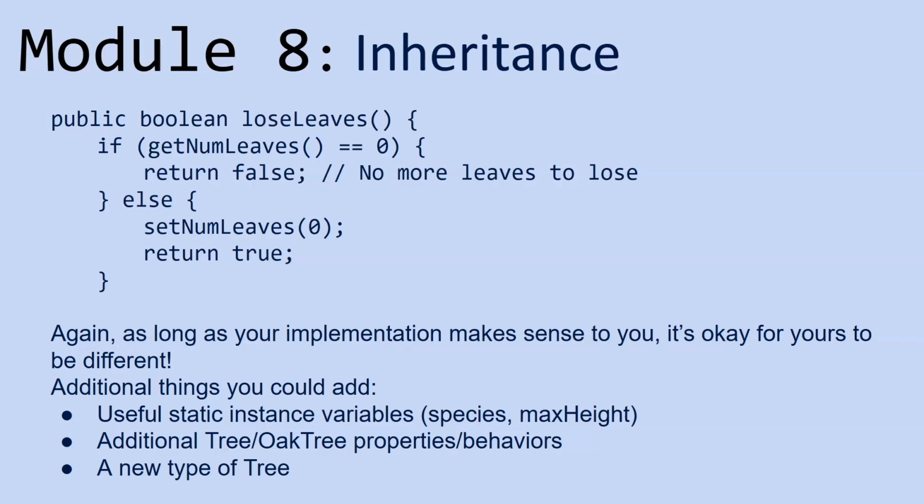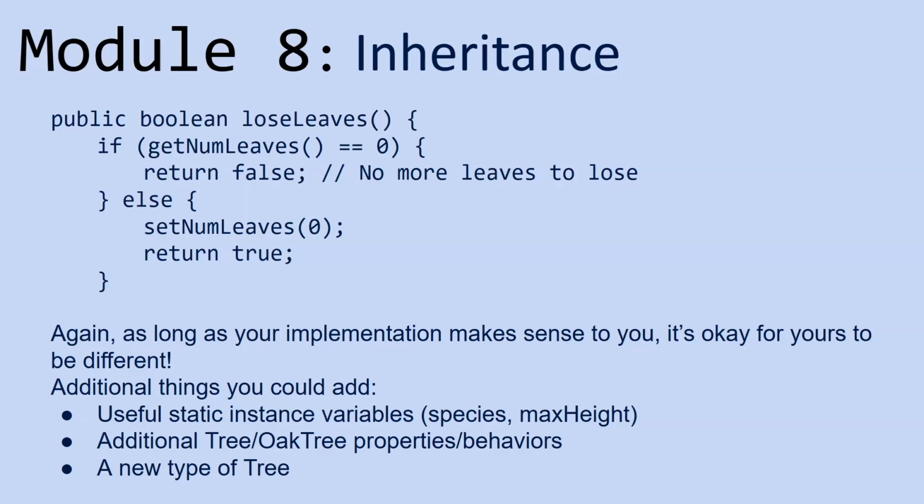static instance variables. So maybe an oak tree could have instance variables for its species, or an instance variable for the maximum height that an oak tree can get to. Or you could add additional properties or behaviors for an oak tree, or a tree. I don't know that much about trees, but if you know more things about trees, like, hey, a tree or oak tree should be able to do this. Like, I don't know, house certain insects or something.